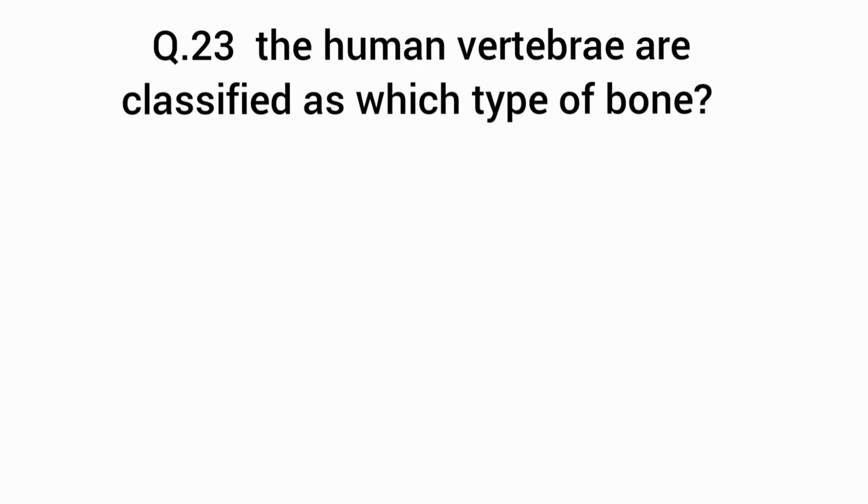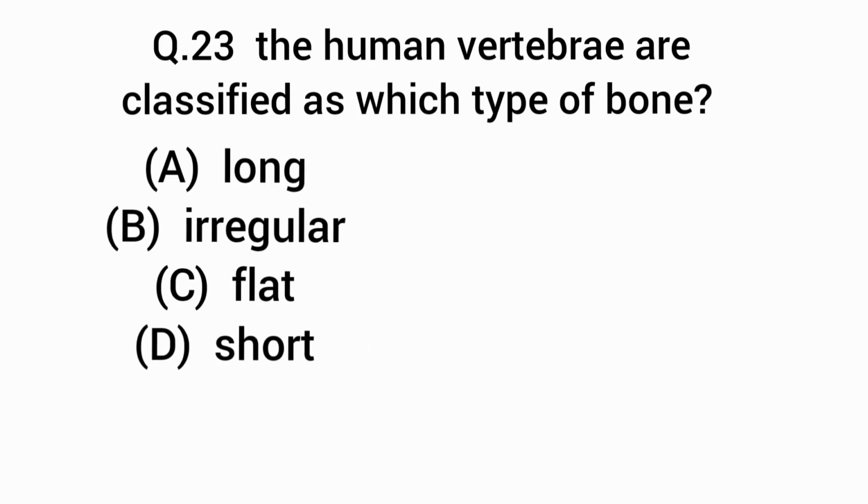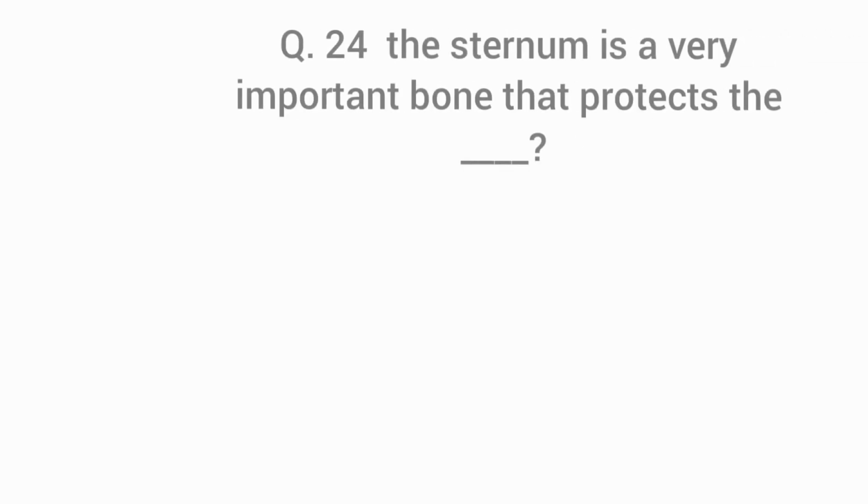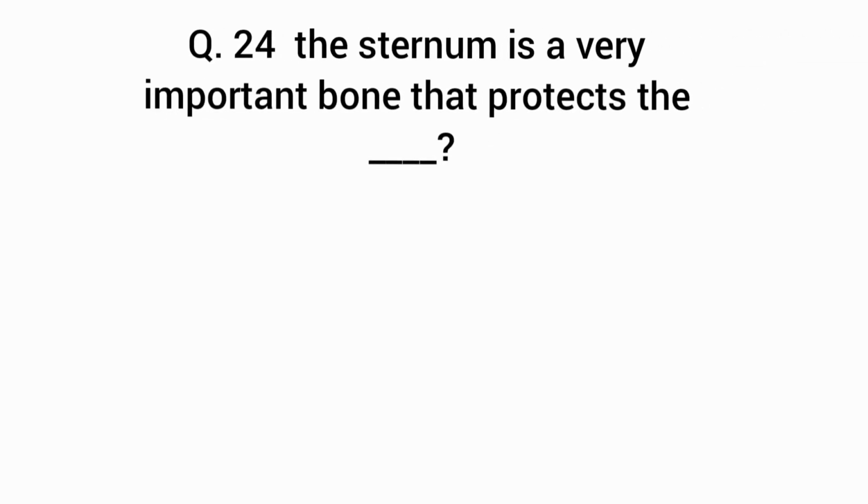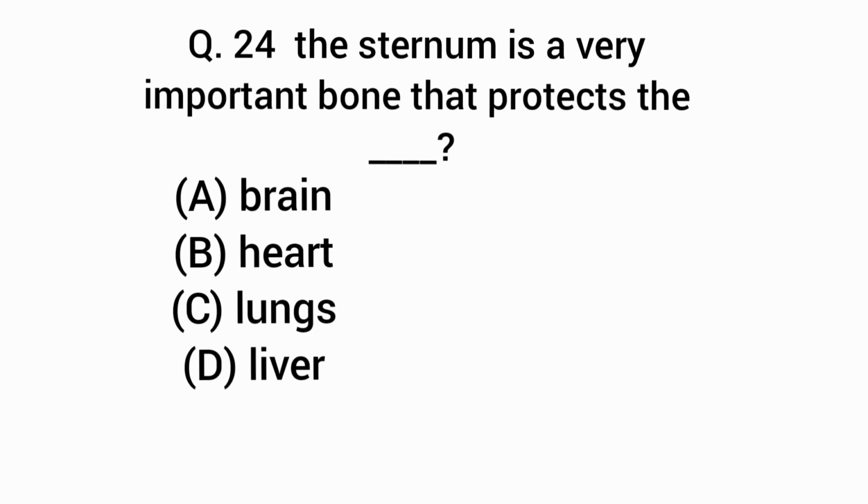Sutures. Question number 23. The human vertebrae are classified as which type of bone? Option A. Long. B. Irregular. C. Flat. D. Short. Answer is B. Irregular. Question number 24. The sternum is a very important bone that protects the A. Brain. B. Heart. C. Lungs. D. Liver. And the answer is B.